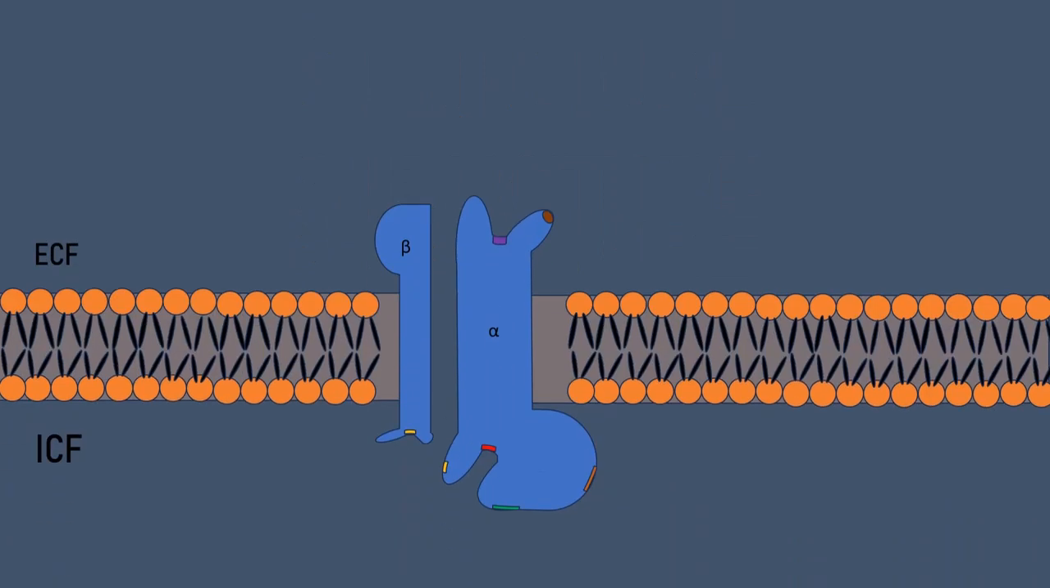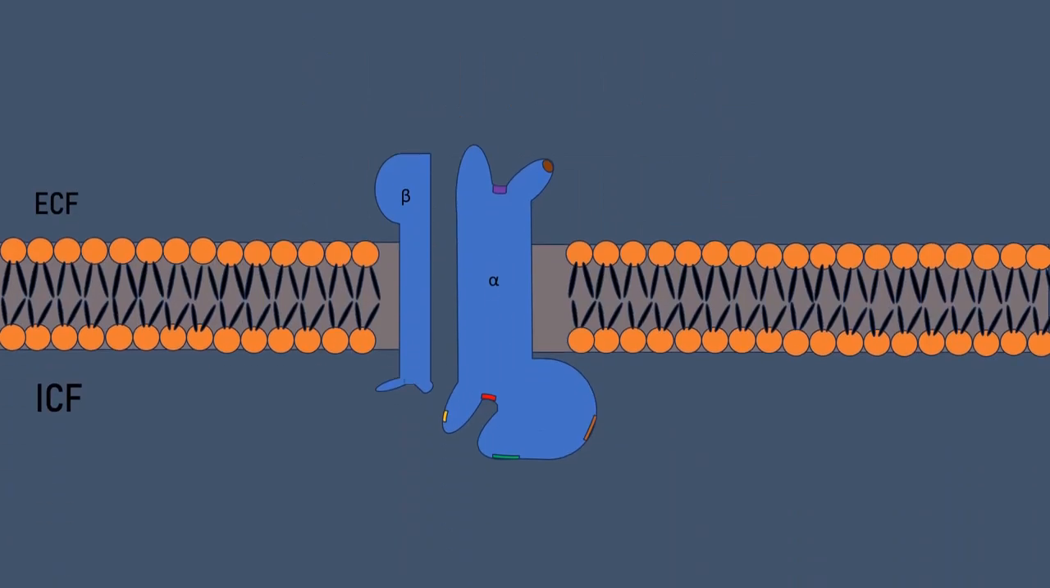Structure of sodium potassium pump. Overall, the sodium potassium pump contains 2 subunits, alpha subunit and beta subunit. Alpha subunit has ATPase activity and beta subunit is a glycoprotein.